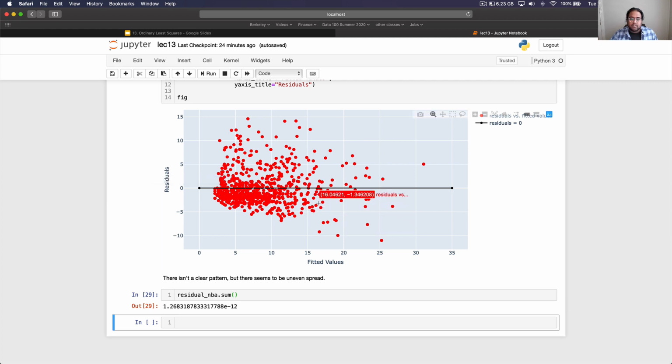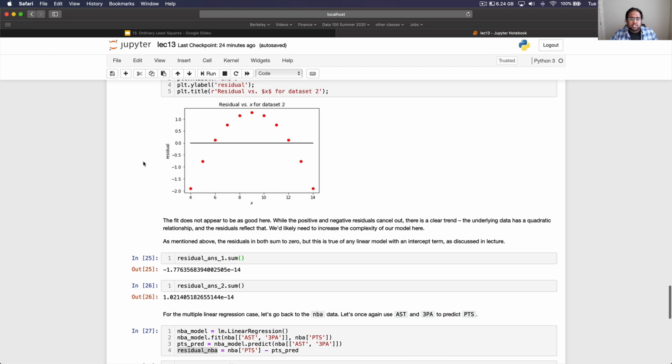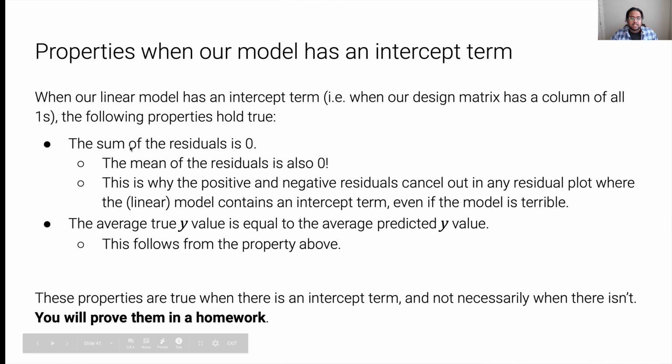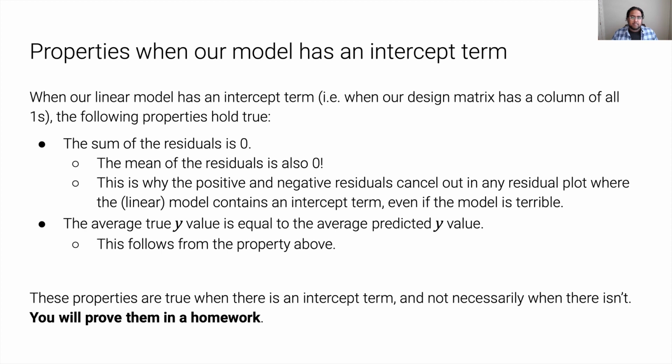If you were to add up the negative distances from this horizontal line and the positive distances to this horizontal line, the result would be 0. And that's true of all of the residual plots that we looked at, since all of these models had an intercept term. If there's no intercept term, the sum of the residuals may or may not be 0. And that's something we will also look at in a future lecture.